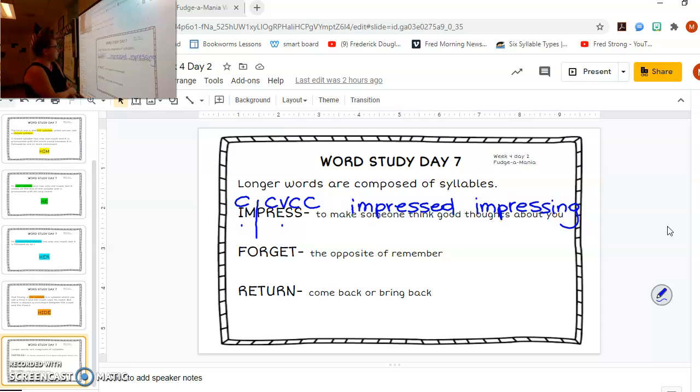Okay, now let's look at the word forget. How many syllables do we have in the word forget? Forget. 2 syllables, good. Mark the vowels. A-E-I-O-U are the vowels, so O and E. For, what type of spelling pattern will that be? Well, I have a vowel in between the 2 consonants, so that is closed. Get is closed. Forget is an opposite of remember.